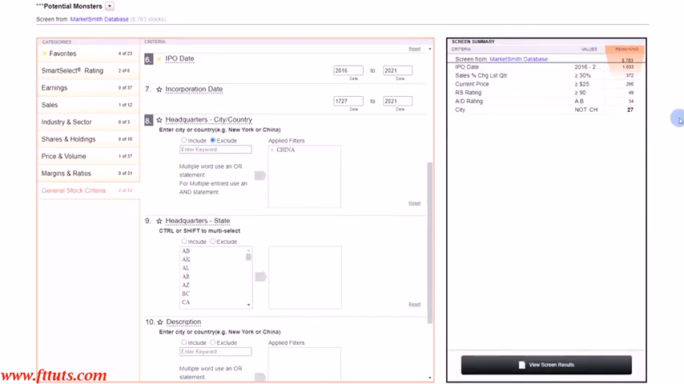If I had to build a filter that covers the majority of what I'm looking for, this is one I like to use. So the IPO date, I like to look at the past 5 years. This is 2016 to 2021. It's cut off here in the screen.